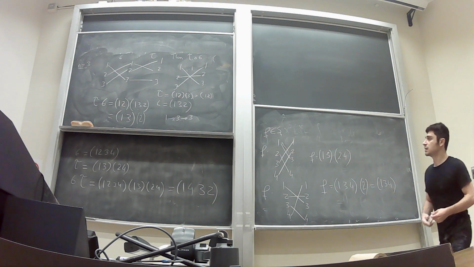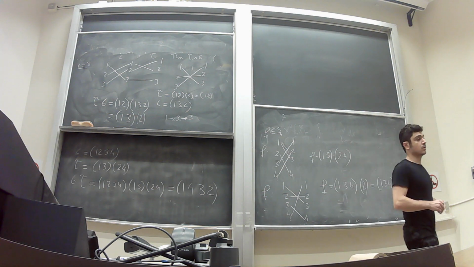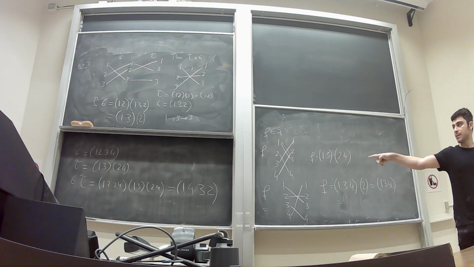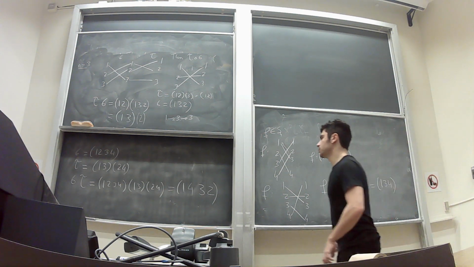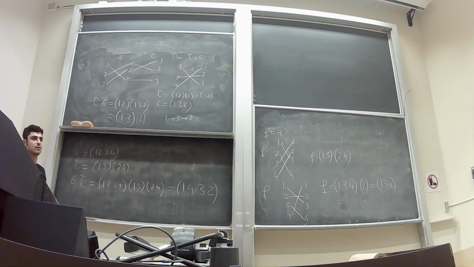Should I do one more example? Can you explain the notation you're using? I'm not sure I understand what you're doing. What do you mean? Why am I multiplying? What do you mean by notation? Oh, so here you're just composing them. This is how you multiply them.